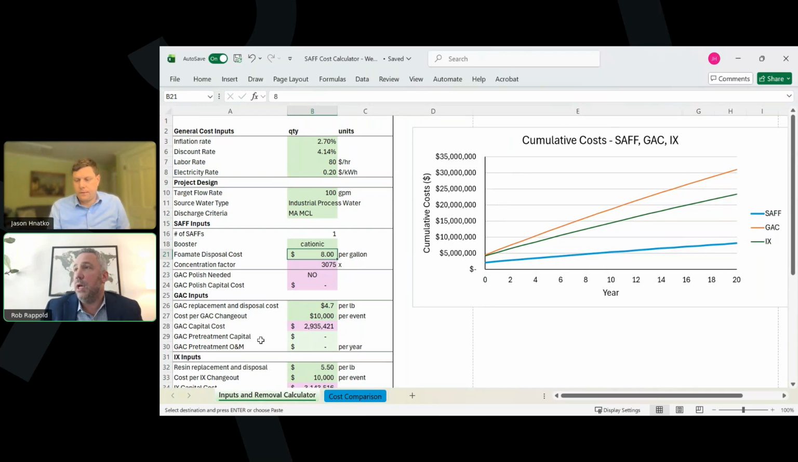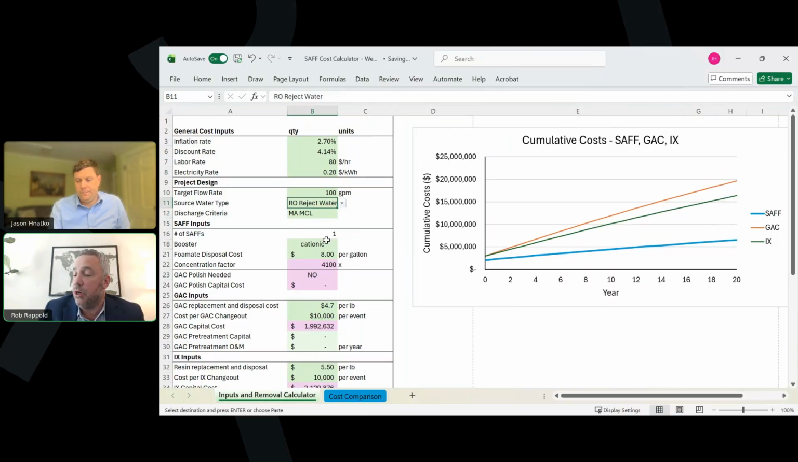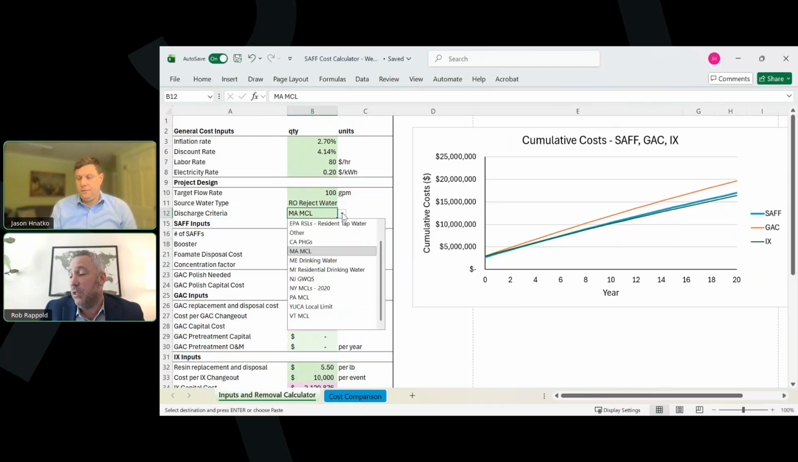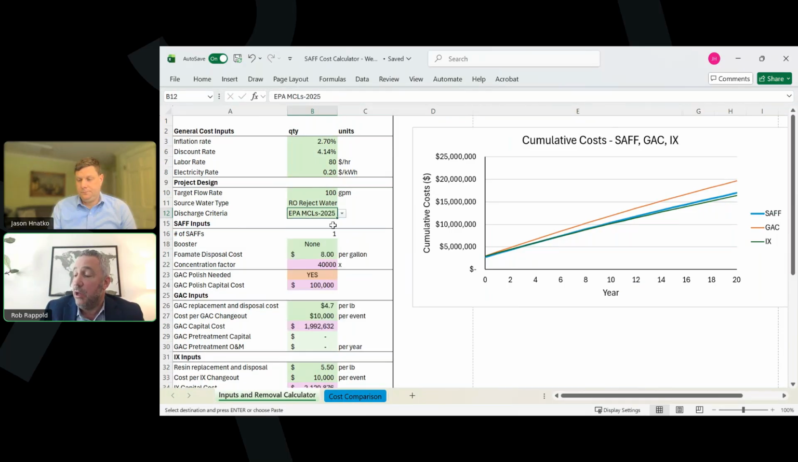Okay, so in our last scenario here, we're going to look at an RO reject. So we'll see how SAFF treats reverse osmosis concentrate. ROs can be used upstream of a SAFF in higher volume applications. MGD type sites for drinking water can obviously have huge flow rates, and the SAFF can treat the concentrate. Examples would include drinking water applications, other high flow industrial and groundwater opportunities.